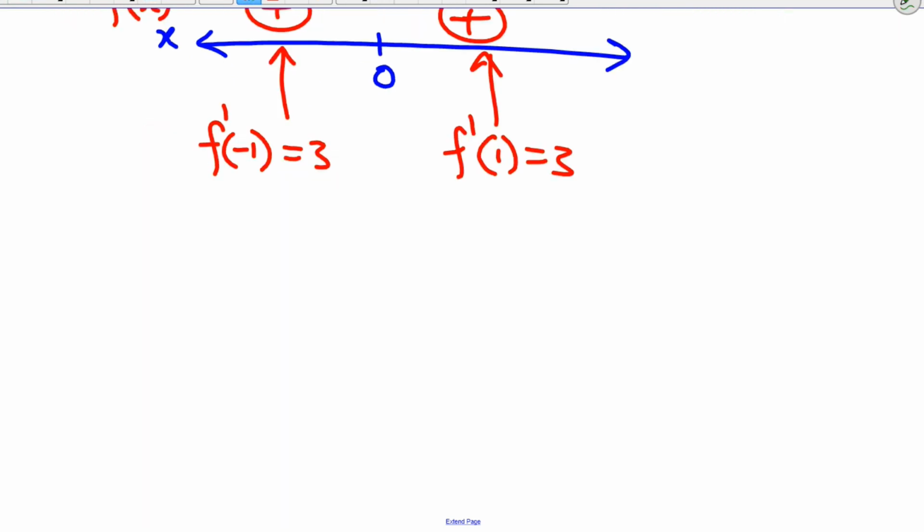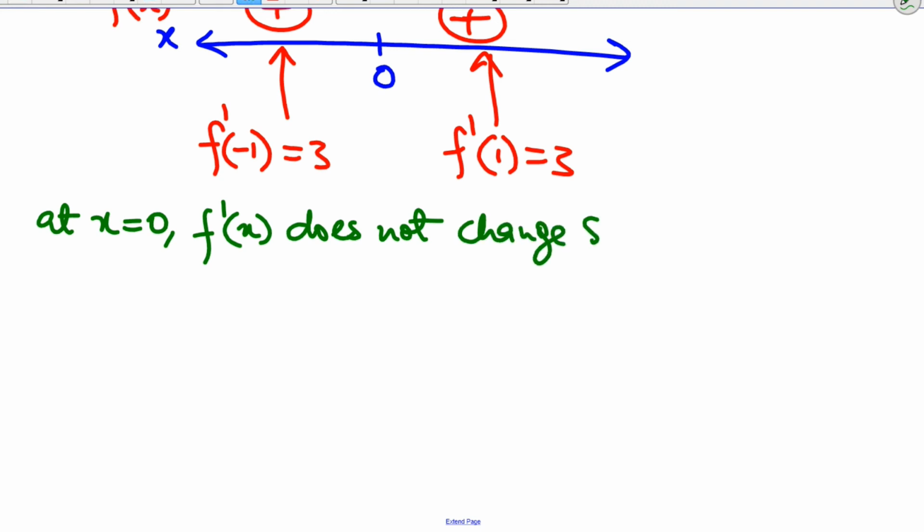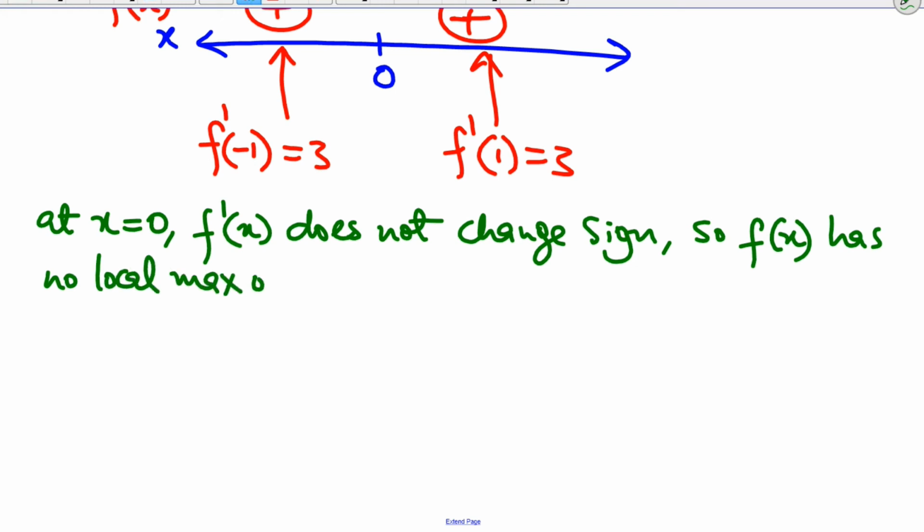All right. So at x equals 0, f dash x, or the slope, does not change sign, which means that the original function f of x has no local maximum or minimum.